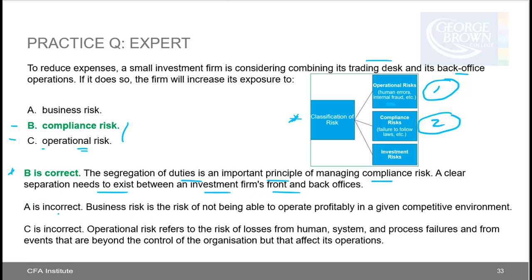So A is easily incorrect because business risk is the risk of not being able to operate profitably in a given competitive environment. But looking at C, if you thought C could be right, well, it's saying that operational risk refers to the risk of losses from the human, system, and process failures and from events that are beyond the control of the organization but that affect its operations. Okay, so compliance risk is more right than operational risk.